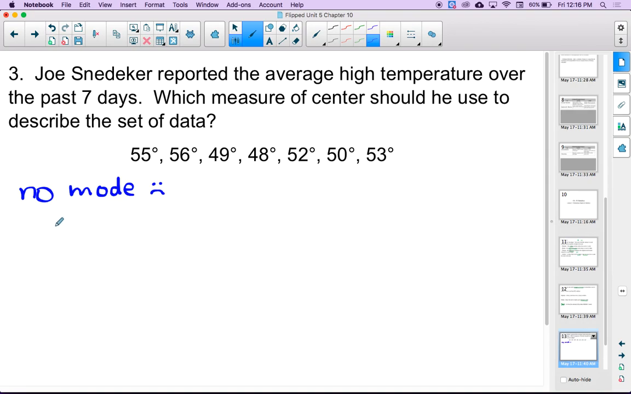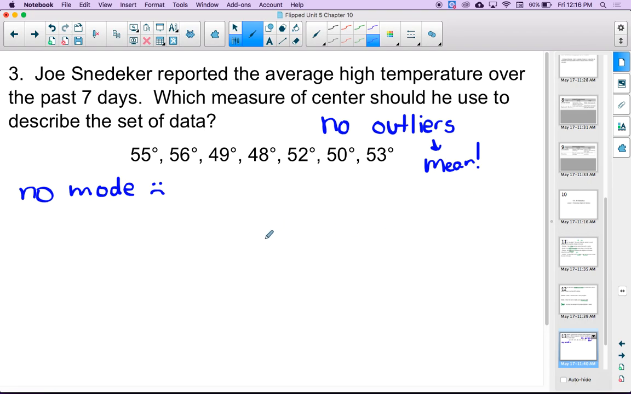That leaves us with the mean or the median. Well, let's look at our set again, 55, 56, 49, 48, 52, 50, 53. Those numbers are all relatively close together, so I'm going to say there are no outliers. No outliers. That's a good thing for us. If there are no outliers in a set of data, that means that we get to use the mean to describe the set. So that's what we want to use to describe the set of data.